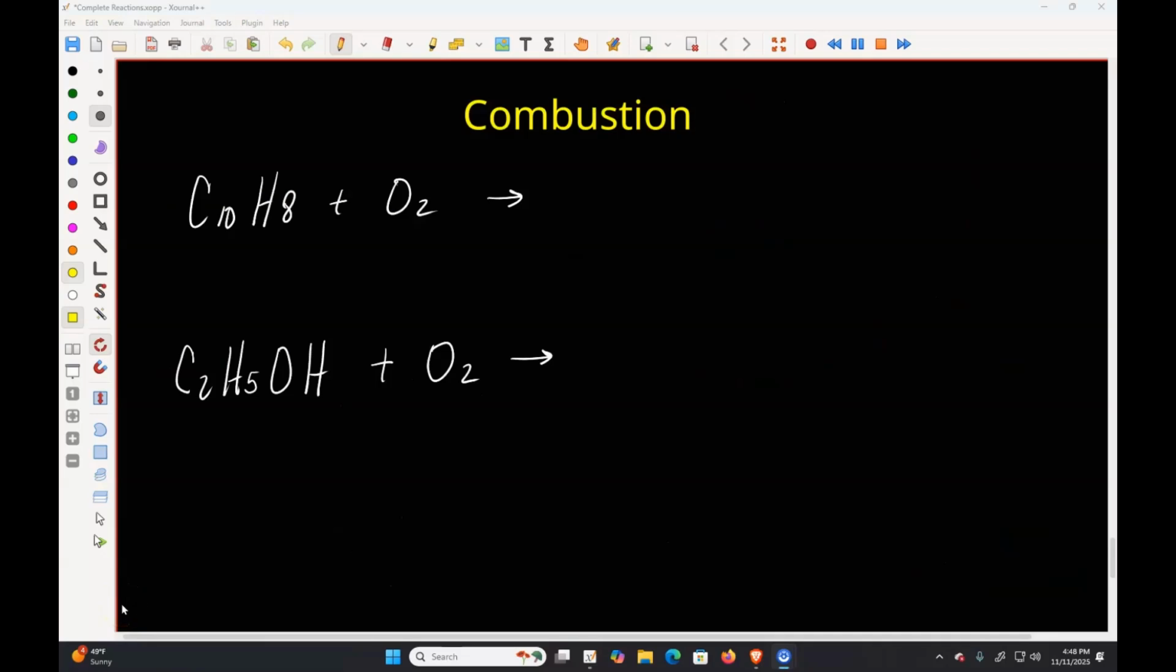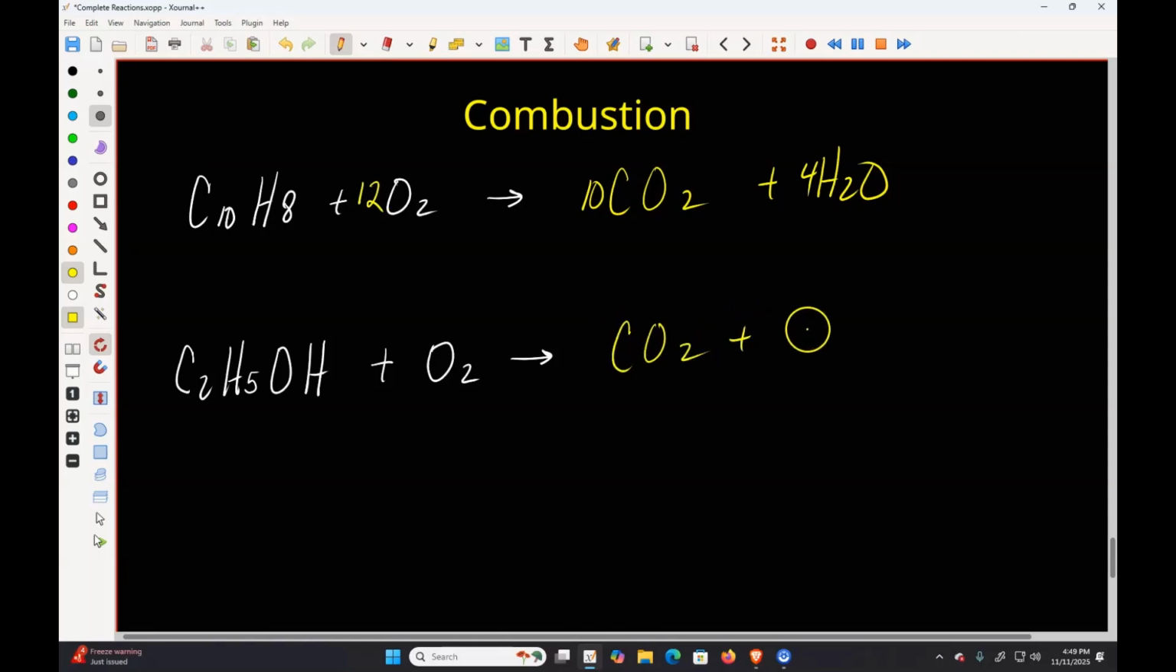Okay, for combustion, I'm only going to consider the combustion of hydrocarbons for this category. If I have something with C's and H's, or C's, H's, and O's plus O2, it's always going to yield carbon dioxide and water. Okay, so I need 10 here, 8, so I'll put a 4, and 20, that'll be 12 here. And the last one, C's, H's, and O's, is going to form carbon dioxide and water.